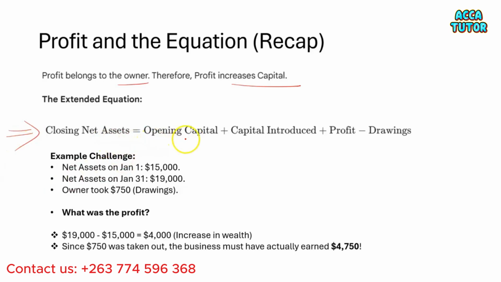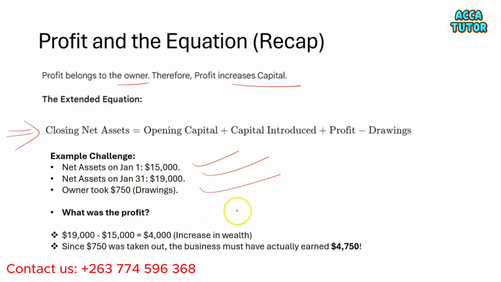Closing net assets is equal to opening capital plus capital introduced plus profit minus drawings. Please always note this. Always remember this. So an example: net assets on 1 January were $15,000. Net assets on January 31 were $19,000. So the owner took 750. That was the drawings.